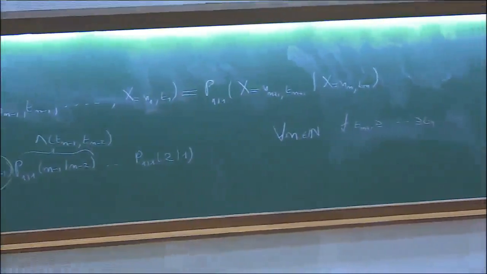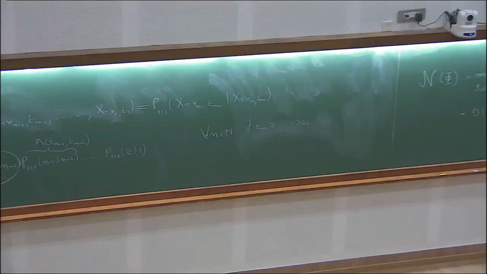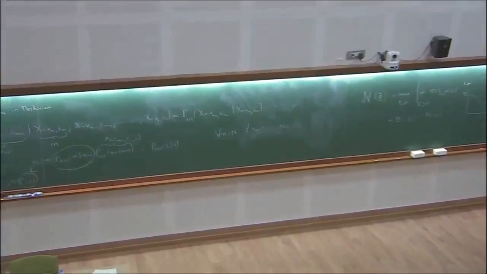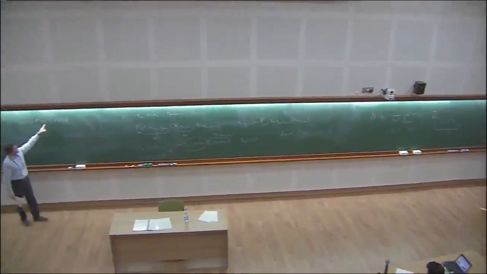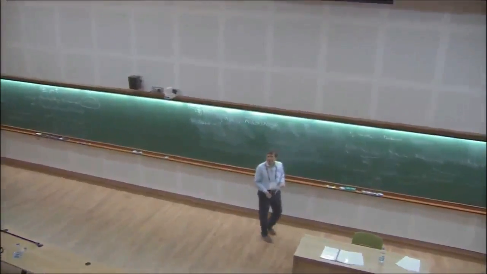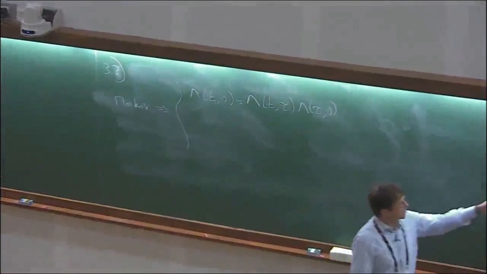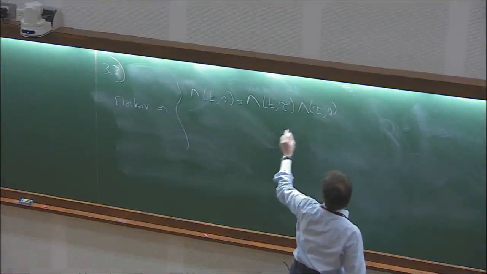This transition matrix obeys the following composition law. In order to go from S to T, you can make a stop at an intermediate time. And this is known as the Chapman-Kolmogorov equation. This is a consequence of this Markov condition.